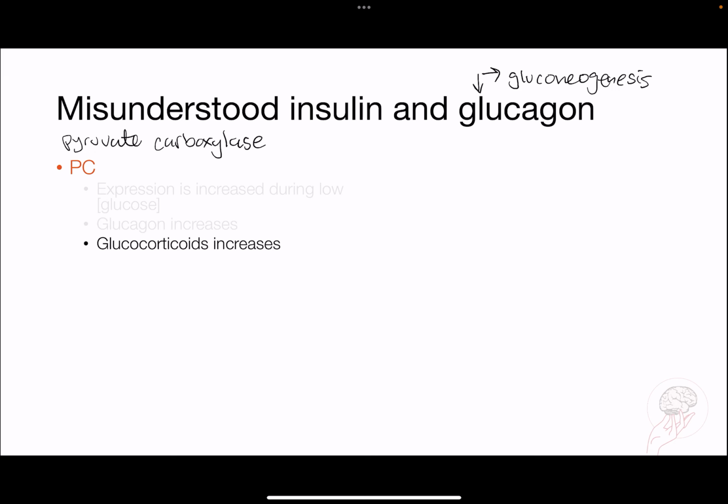And glucocorticoids increase pyruvate carboxylase. And we know that glucocorticoids increase gluconeogenesis. It's through this mechanism.